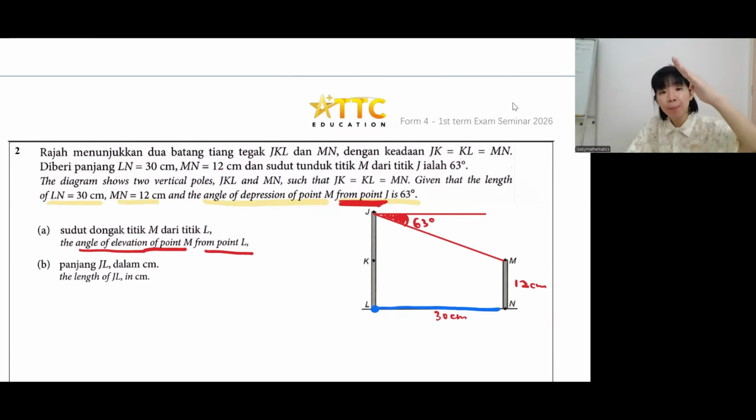Then after that, look up. Look to N. Draw another line to N. Okay, once you have 2 lines, then only you have the angle. So this is the angle we want to find for part A. Every time we need 2 pieces of information in a triangle. So this triangle has 2 pieces of information.